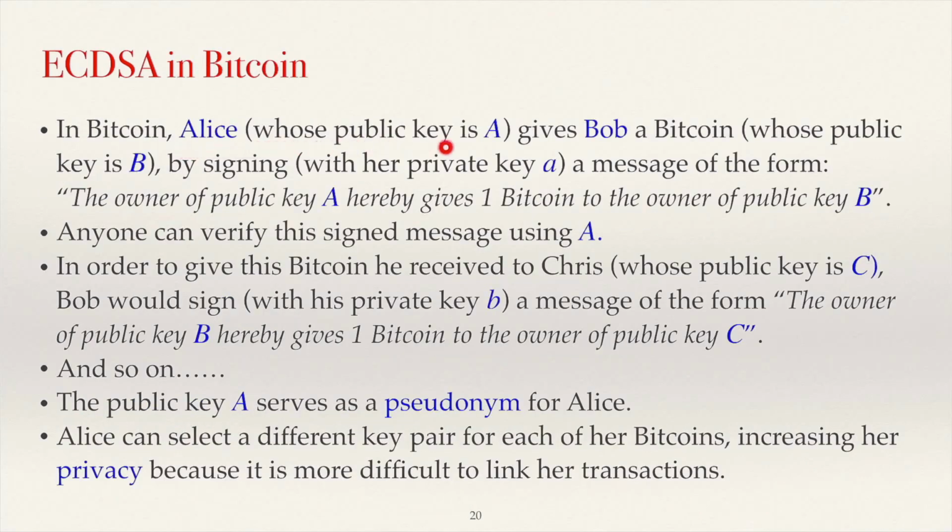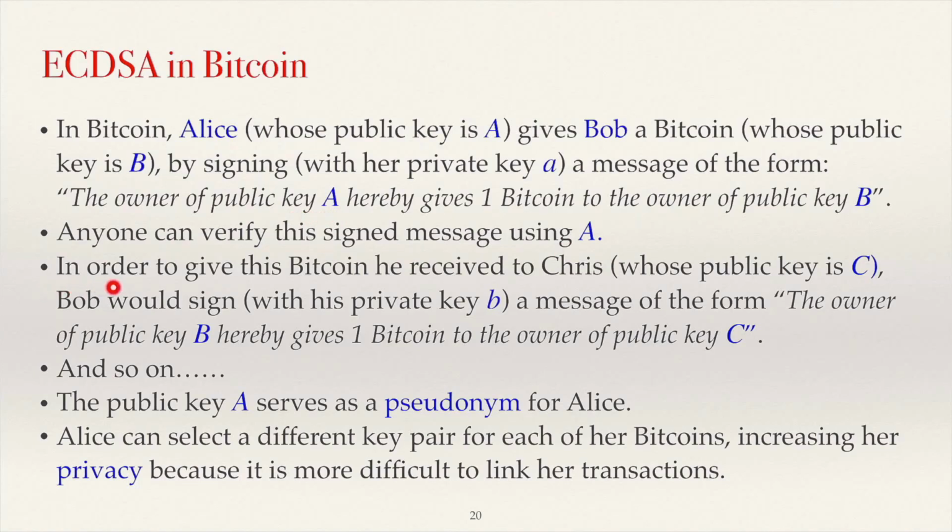Alice, whose public key is capital A, can give a Bitcoin to Bob, whose public key is capital B, by signing a message with her private key little a of the form, the owner of public key A hereby gives 1 Bitcoin to the owner of the public key B. So in Bitcoin, a transaction is a signed message of this form. Anyone can verify that the signed message was indeed signed by Alice, using Alice's public key capital A. And they know to use capital A because capital A is in that message.